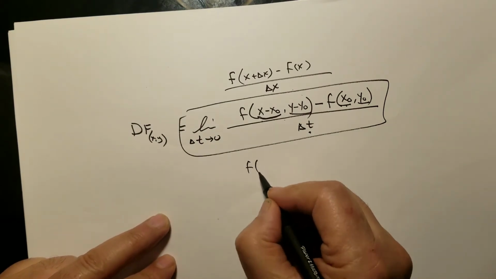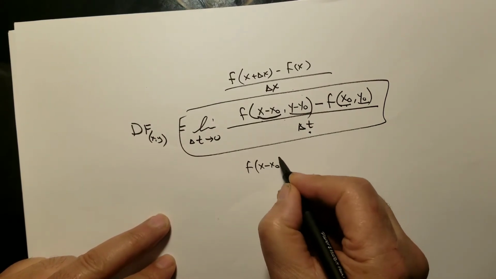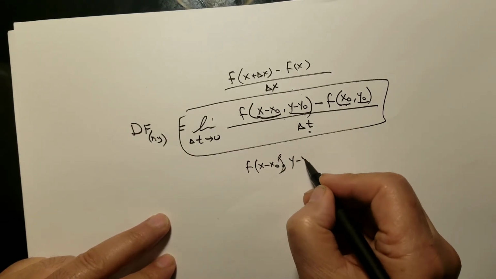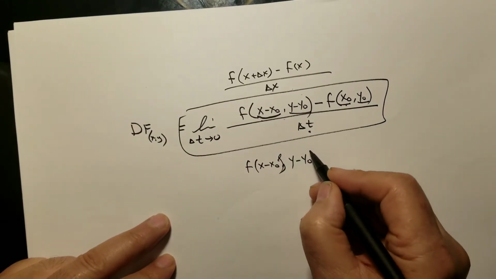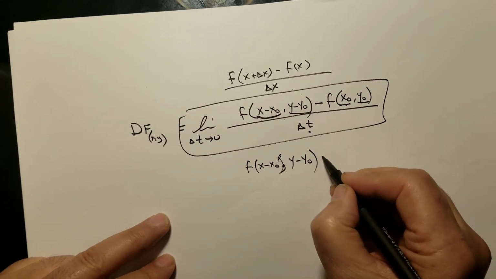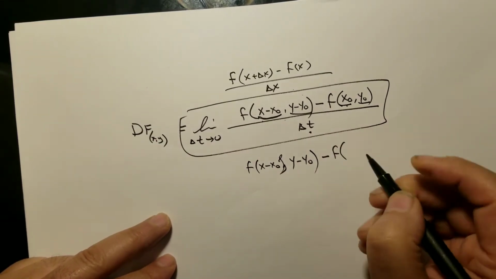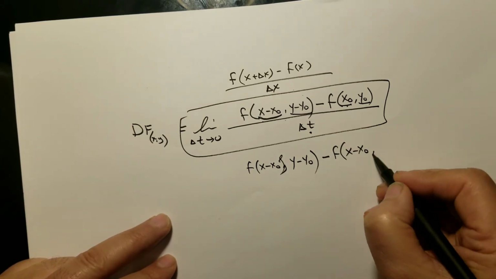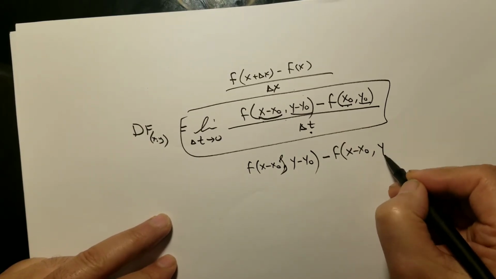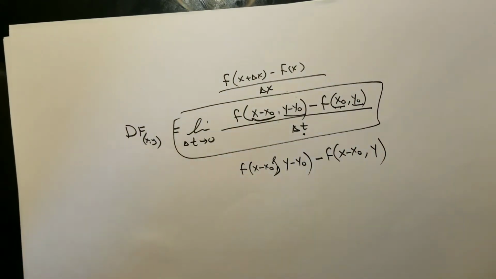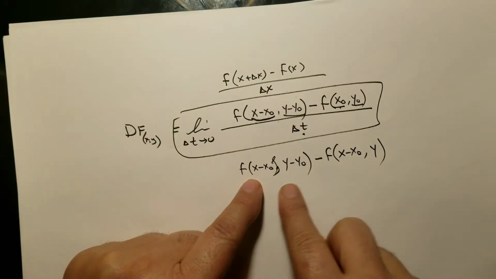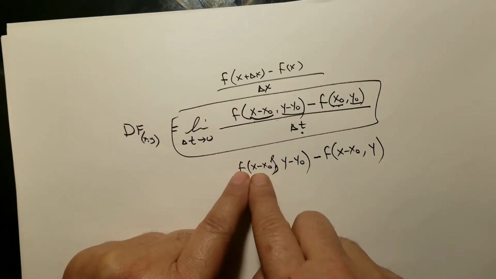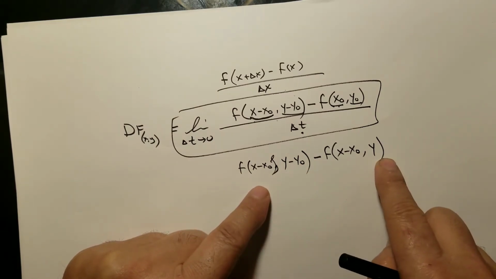Therefore, in here, I'm going to write x minus x naught, comma, y minus y naught, and I'm going to subtract f of x minus x naught, and I'm going to put right here a y. Okay, tell me what happened here. x stayed the same. x didn't change, but y changed.